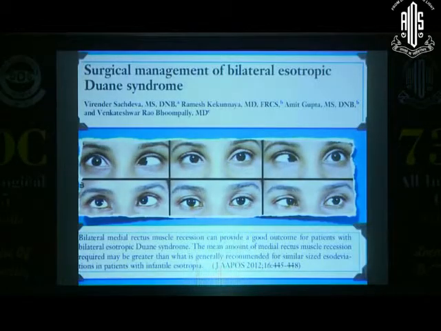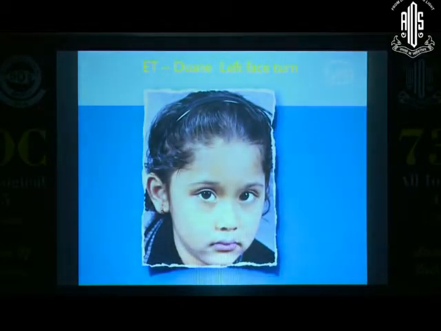So we looked at our series of bilateral esotropic Duane syndrome. What it comes to be is you have to do a medial rectus recession which is slightly more than what you do for routine comitant esotropia, most commonly what you do for infantile esotropia. So this is a very basic, simpler management for this. And most of the patients come to you with the question: can we improve the abduction?